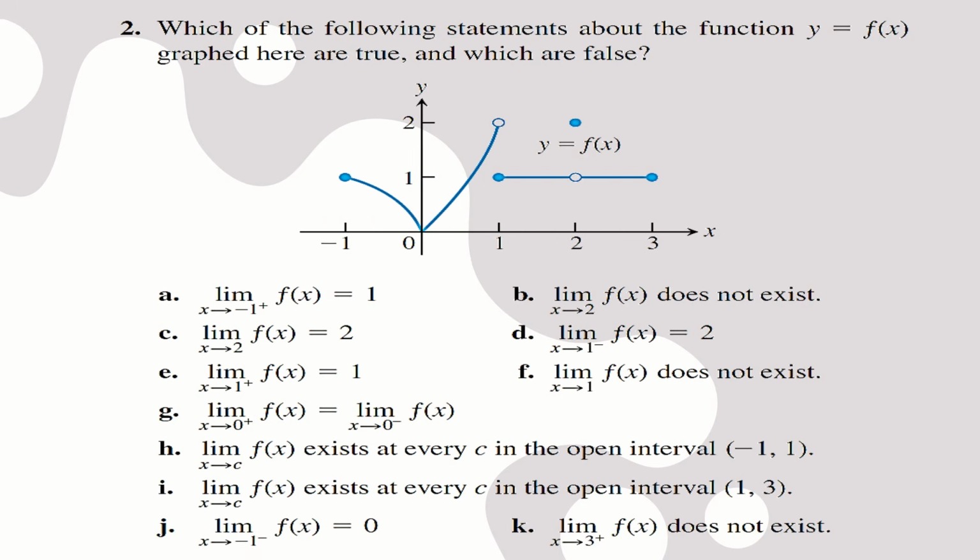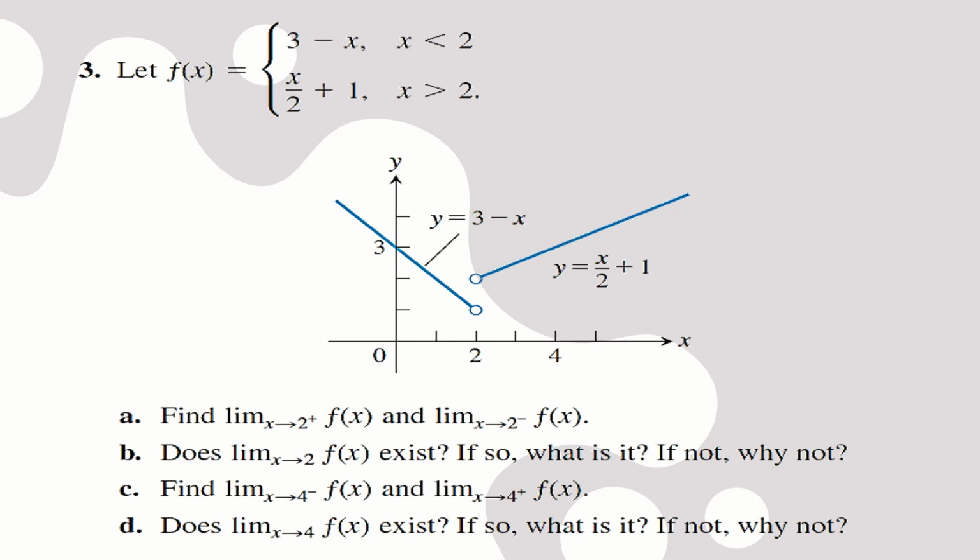Okay, let's move to the next question. That's question number 3. F of x is given, and also we are given a graph as well. So we need to find limit x goes to 2 from right side, from left side. Then we are asked if limit x goes to 2, f of x exists or not. So I'll be solving this question mathematically, rather than just considering the graph. If you see the graph at limit x goes to 2, it doesn't exist, we are having a jump. So we need to prove that analytically, mathematically, that limit at this point does not exist.